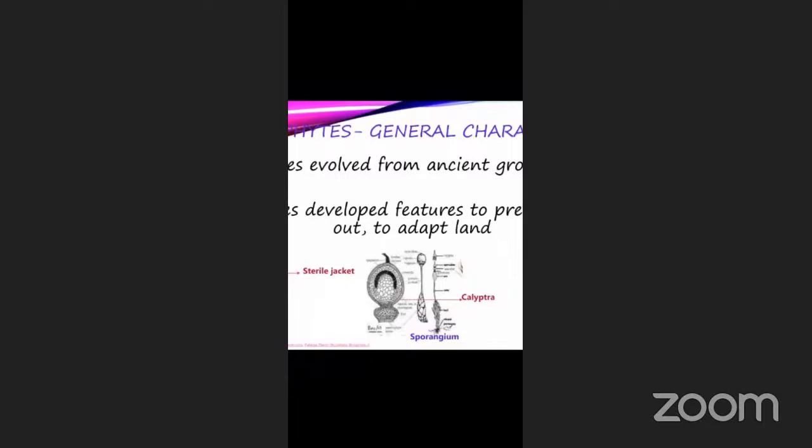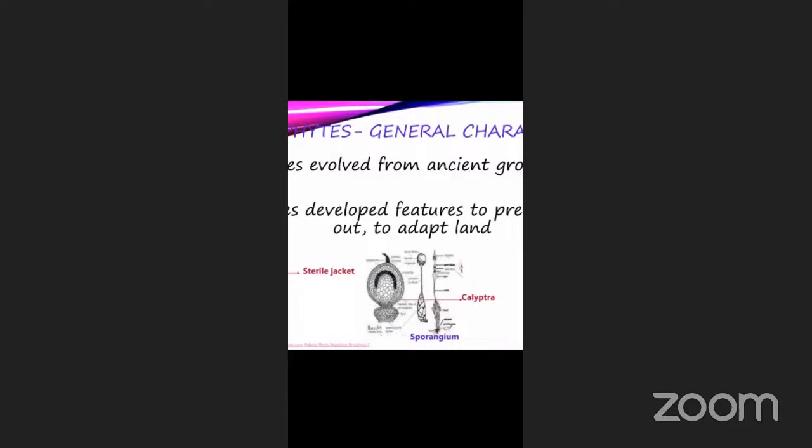The spore germinates to develop a filament-like structure. That one we call the protonema. Protonema is the initial stage of the gametophyte. Already we discussed that. Clear? Yes, sir. Thank you.